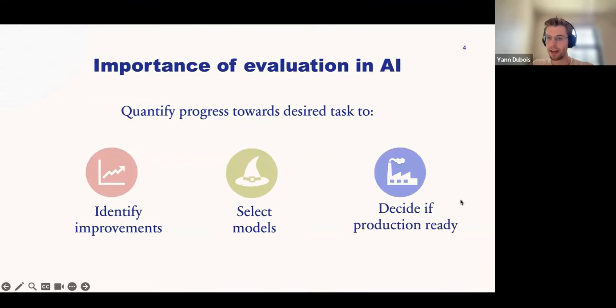Another reason why evaluation is important is that even if you already selected the best possible model, you might not know whether this model is good enough to be put in production, or whether your entire AI application or your entire AI system is ready to be put in production. So evaluation also, you can have some threshold, and it can make you confident that your model or your AI pipeline is good enough to be put in production. So those are some of the things for which evaluation is useful.